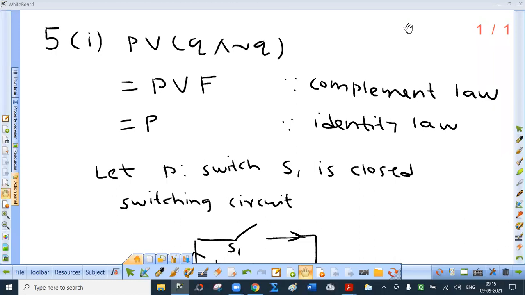Question 5. Obtain the simple logical expression of the following. Draw the corresponding switching circuit. The first one is P or (Q and not Q).